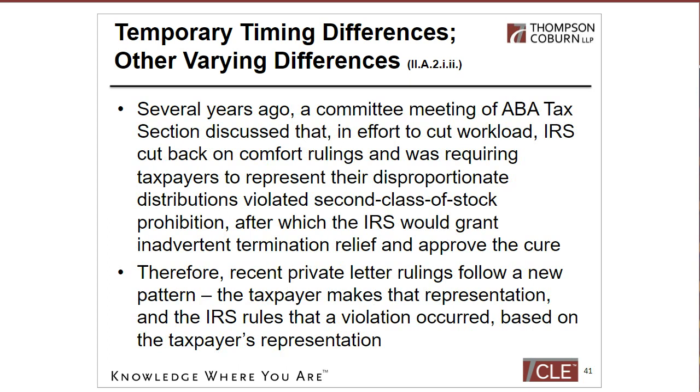So several years ago, a committee meeting of the American Bar Association section on taxation discussed that in an effort to cut workload, the IRS has cut back on comfort rulings. And what they are doing now is the IRS says, we're going to approve whatever you're doing to clean up your mess only if you agree that your mess was a mess.